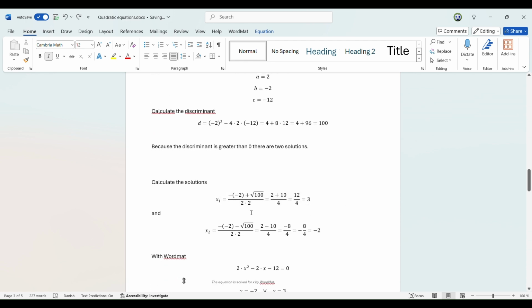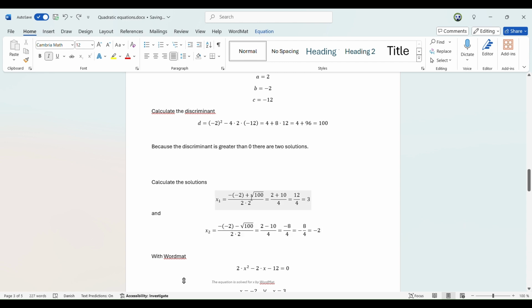We use the same formulas as before. We put in minus b plus the square root of d over 2 times a. b was -2, we put in -2. d was 100, so we put in 100 instead of d. And then we've got a, that's a 2. So if we calculate this, we get 2 plus 10, because the square root of 100 is 10, and 2 times 2 is 4. Then we get 12 divided by 4, and that's 3. So the one x solution here is 3.